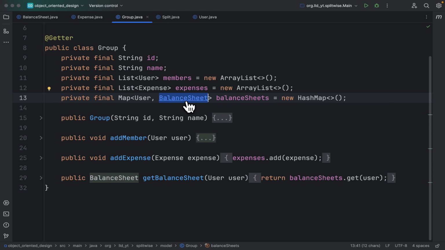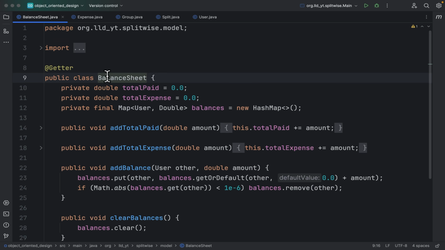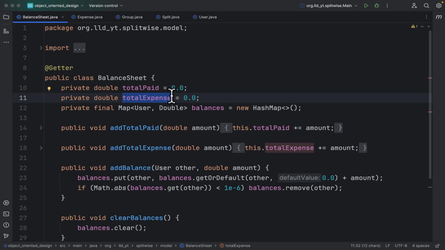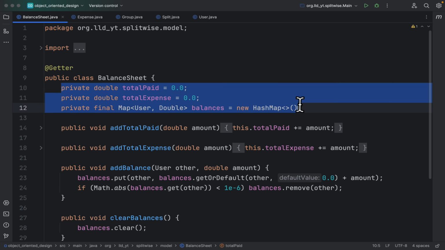Okay, so let's see what is the balance sheet. So balance sheet has these three attributes. The first one is total paid. So this variable represents the total amount paid by a specific user since this group was created. Okay. And total expense will represent the total share of that user since this group was created, right? I have already explained all these attributes while explaining the requirements.